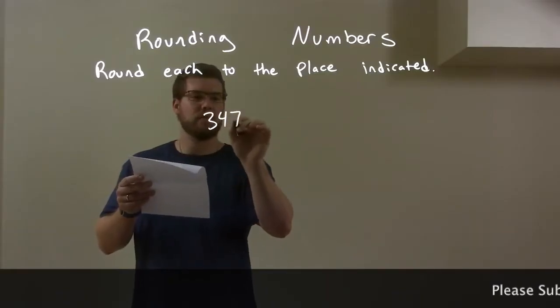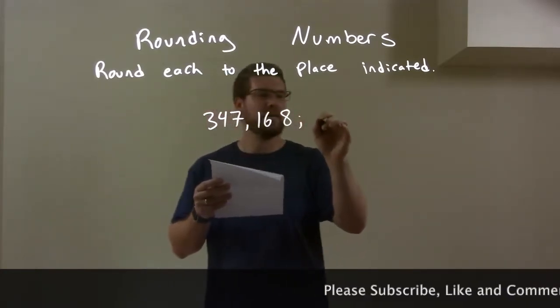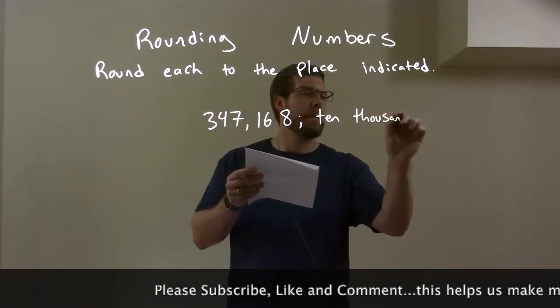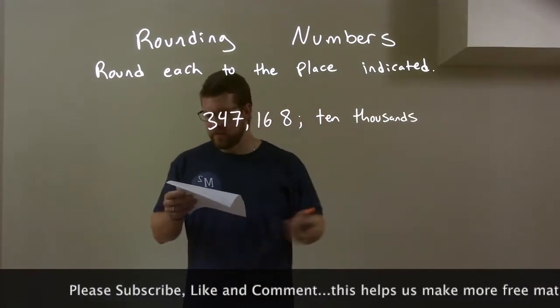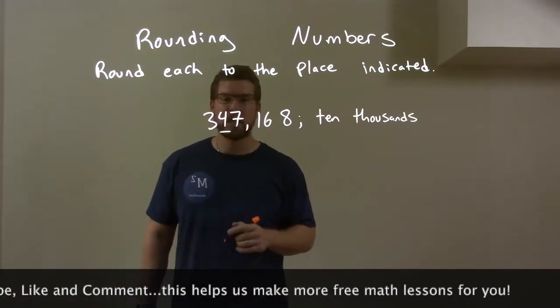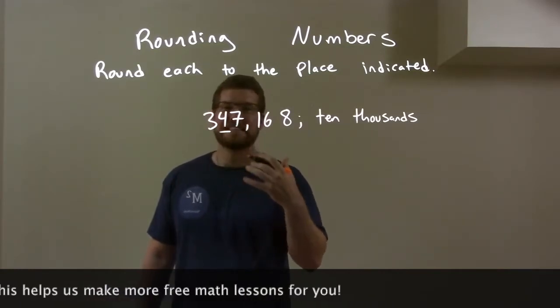3, 4, 7, 1, 6, 8. And they tell us to round to the 10 thousands. Okay, the 10 thousands. Well, that 10 thousands is right here on that 4. All right, so I look at the 4 and I look at what's to the right of it. Okay, to the right of it I see a 7.